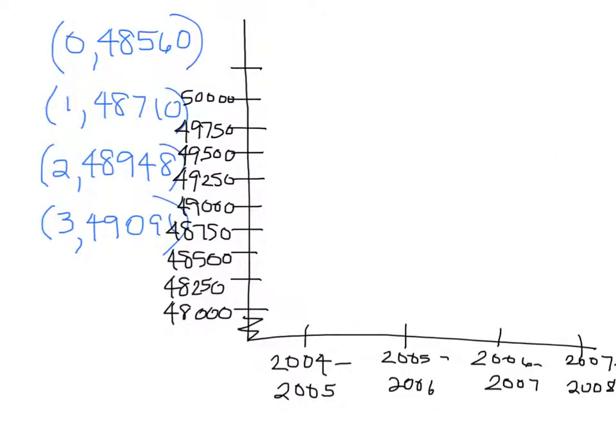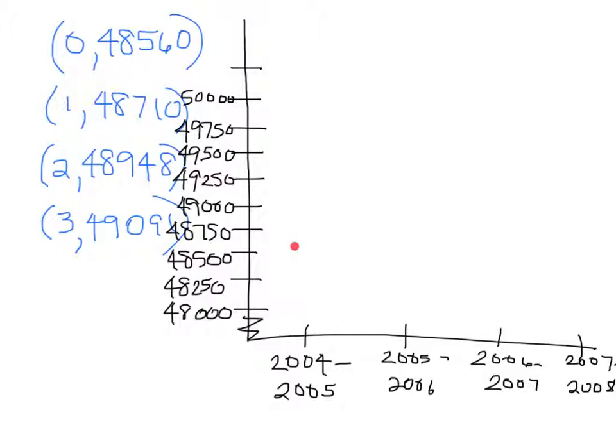So we could create a graph like this in order to graph those ordered pairs. Again, we're going to use the actual date ranges in place of the domain 0, 1, 2, 3, but all I did was copy over those ordered pairs from the previous slide to this one. So if we want to graph our points, we first want to find 0, which we're corresponding with the 2004-2005, and 48,560. And I counted up by 250, starting at 4,800. So 560 would be approximately right here.